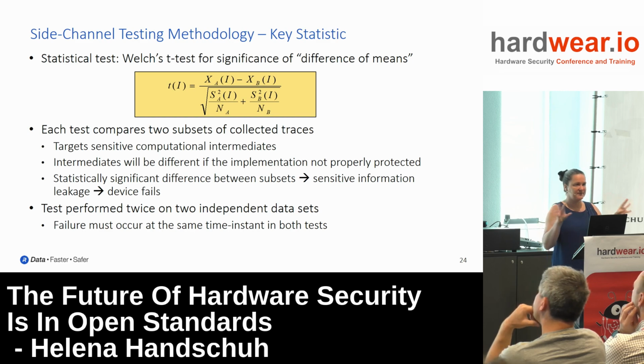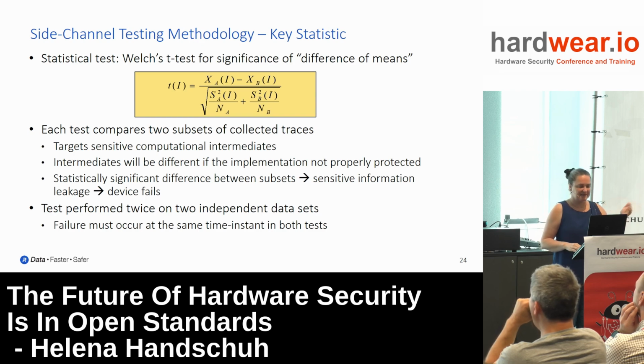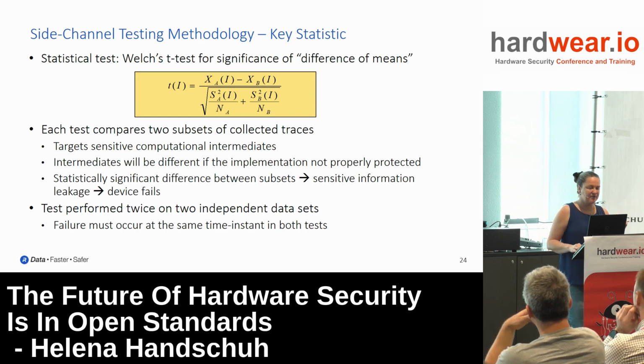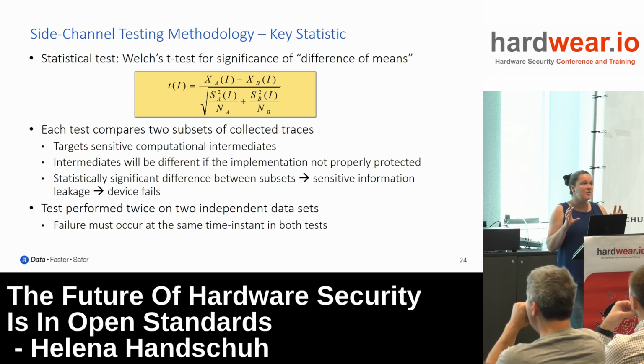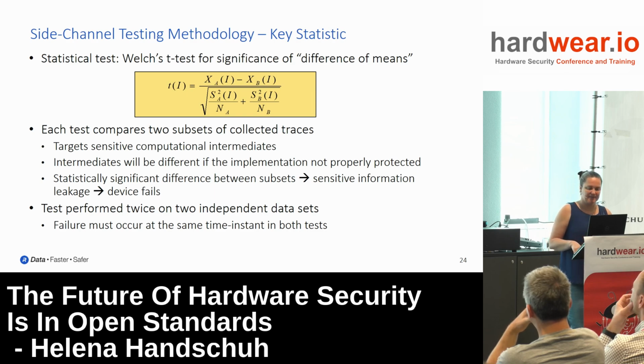So you compare two sets of traces, usually one with a fixed input value and one with random input values, and if those sets don't look too different, you know that you're pretty close to random behavior, kind of in a nutshell. So this is what we've been working on. You need to make sure that you target very specific sensitive intermediates so that the result of your tests means something.